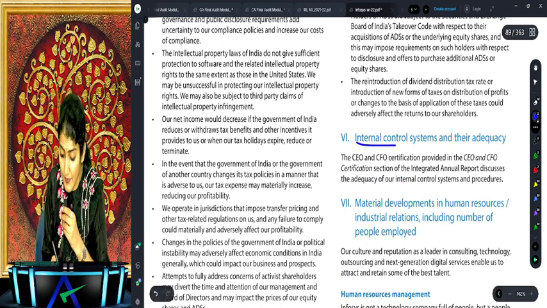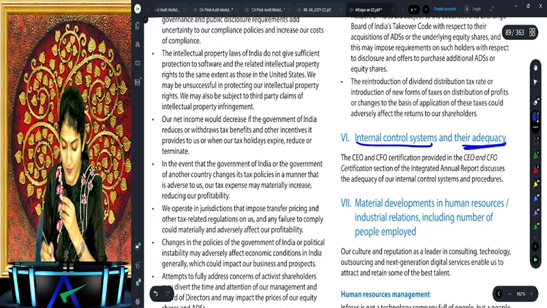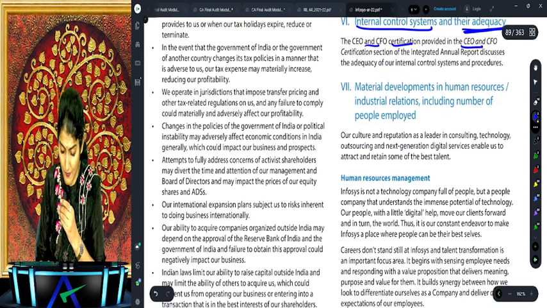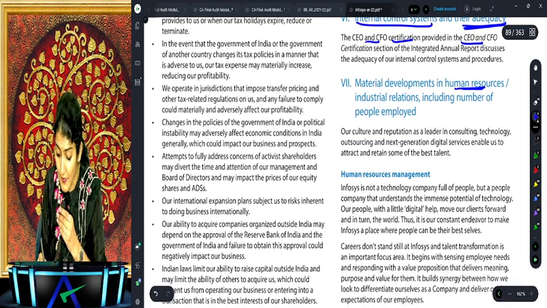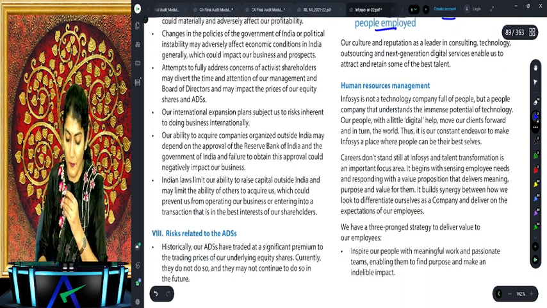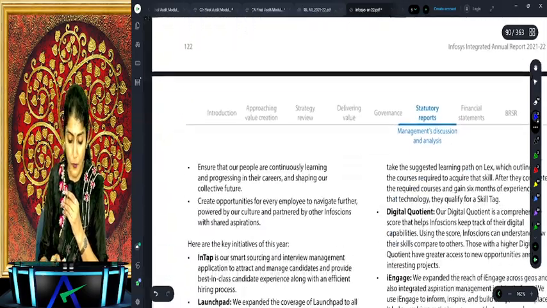Then internal control systems and their adequacy. So the CEO and CFO have given a certification regarding the internal control system. Then material development in the human resources, the industrial relations, including the number of people who have been employed, right? So the human resource management.